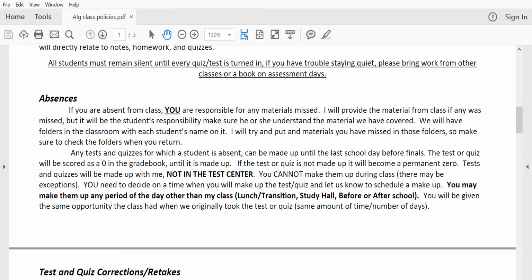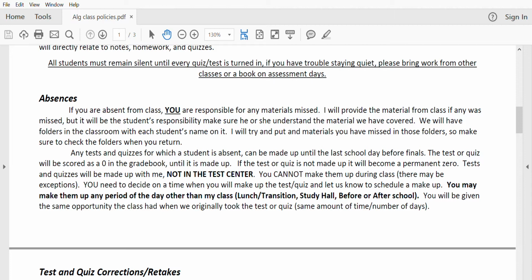Now, I will have a folder in a bin with your period and with your name on it. Whenever you're absent, I always put all the things I hand out or give back to you in that folder. So you always want to be checking that folder. It's in the front of the classroom on a table, and you always want to be checking that folder when you return to class.